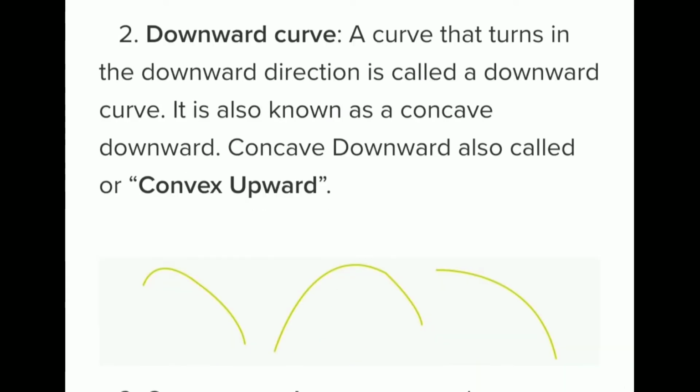The second one is downward curve. A curve that turns in the downward direction is called a downward curve. It is also known as concave downward, also called convex upward. This is the example of downward curve.